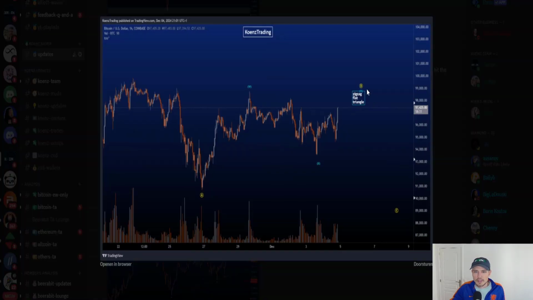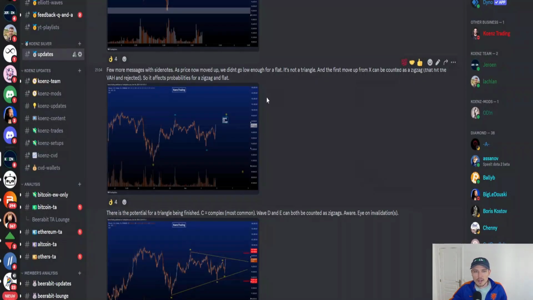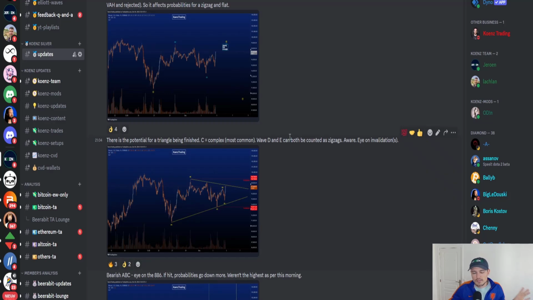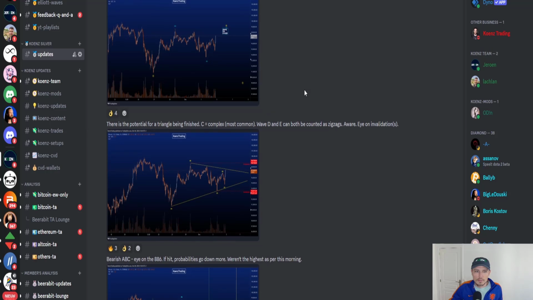And we can't have another zigzag in a wave Y in a sideways WXY, only in a double zigzag, but that's only relevant for a flat, which is part of the scenario I shared in this video, right? So therefore this zigzag was not really of any importance anymore, and therefore I said it affects the probabilities.